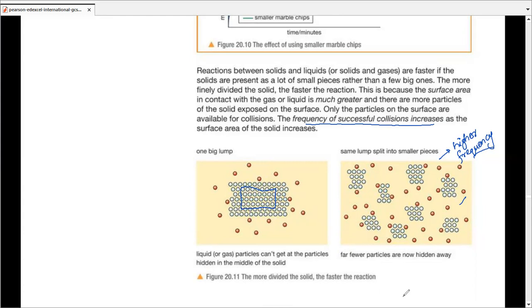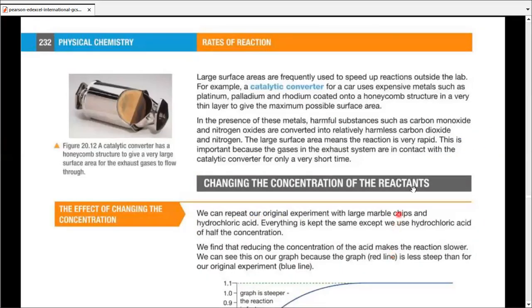Great. Okay, so the larger surface area is frequently used to speed up reactions outside the lab. For example, sorry, my internet connection was a little static. Okay, I was saying larger surface areas are frequently used to speed up the reactions outside the lab.